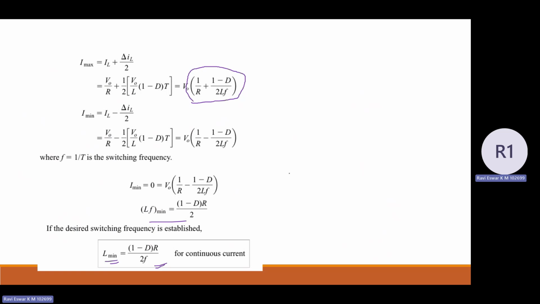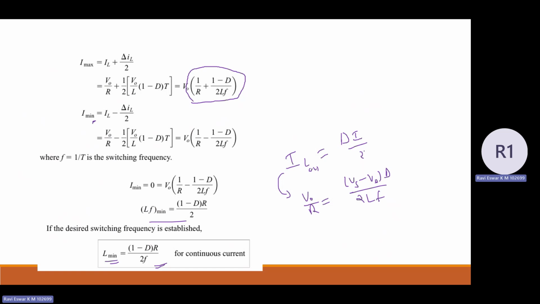Just make it IL equal to del I by 2. Since I min equal to 0, IL equal to del I by 2 from this relation. By simply substituting the value, we can get the minimum value of L required. So I can show here, IL average equal to I naught, that is equal to V naught by R, and after that del I is what we have written, Vs minus V naught into D divided by 2 into LF.